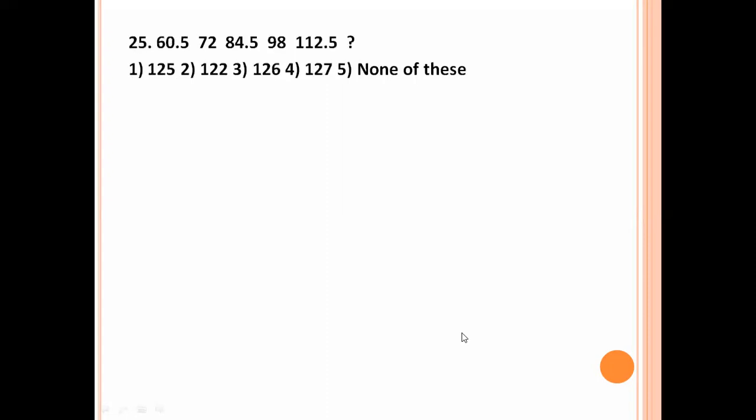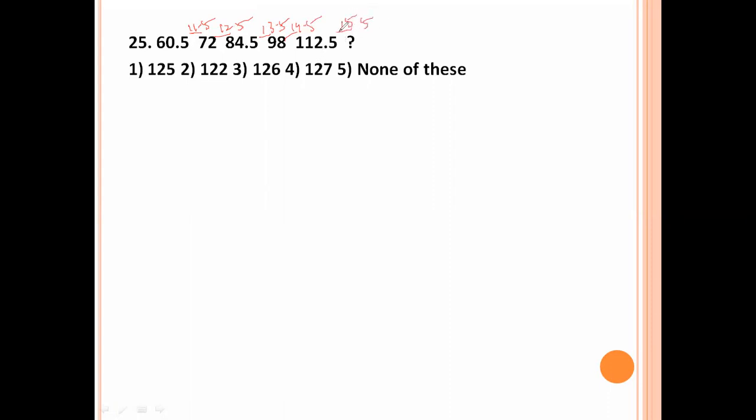Next question. 60.5, 72, 84.5, 98, 112.5. So here it is increasing, but that difference is very small. That means addition. This difference is 11.5, here this is 12.5, 13.5, 14.5. So here 11.5, 12.5, 13.5, 14.5, 15.5.